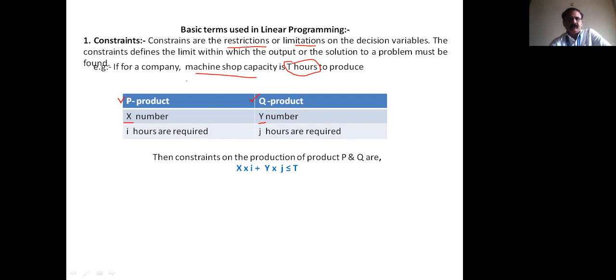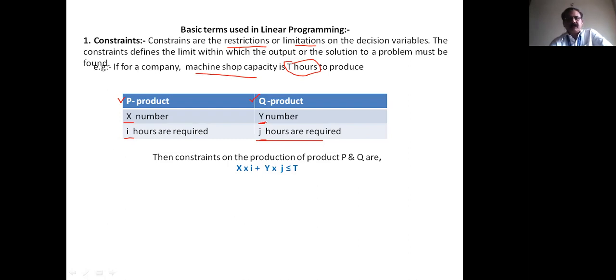The production of P product with X number requires I hours, and similarly Q product with Y number of quantities requires J hours for the production. What is the constraint? The constraint is the I hours required to produce the P product of X quantity, and J hours required to produce the Q product with Y number of quantity.